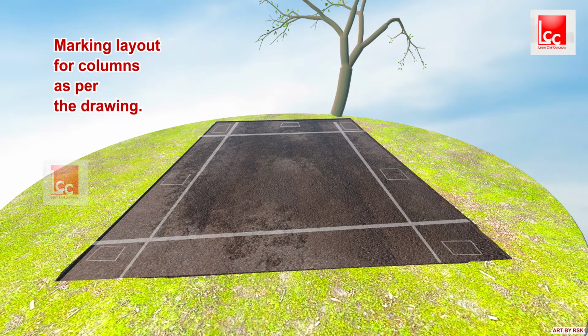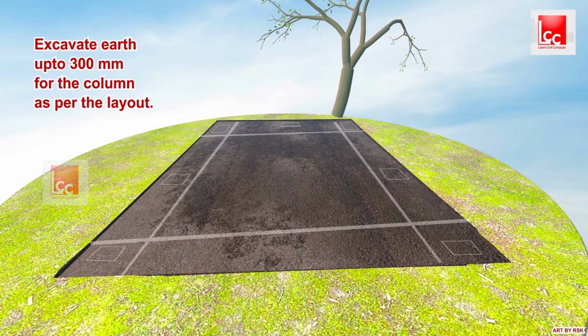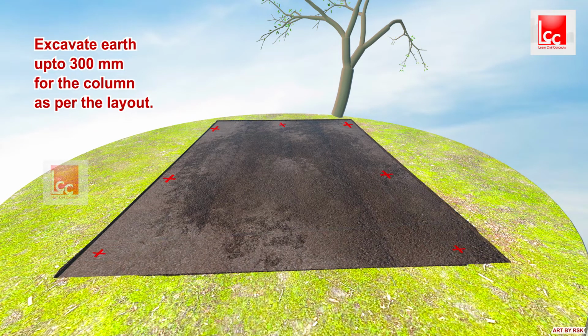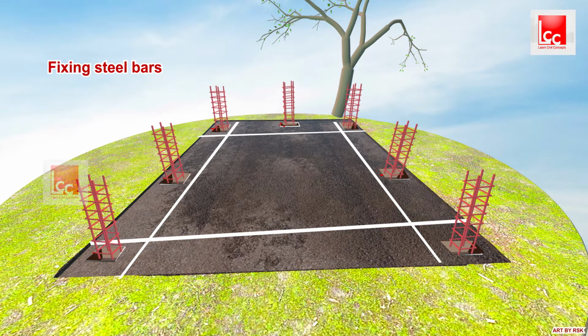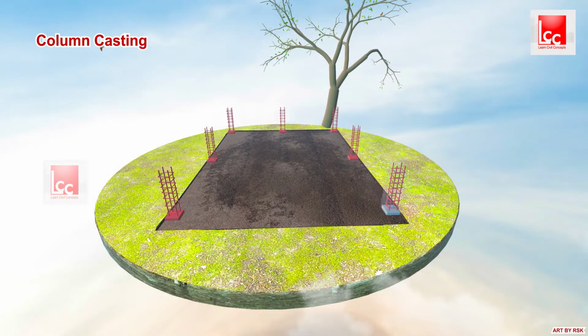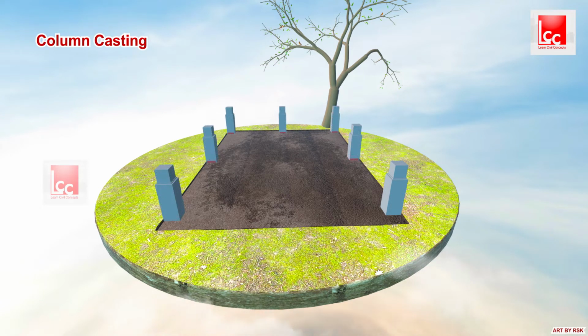Now we will mark our layout for columns as per the drawing. Here we will construct the column of height 750 mm. First we will excavate the earth up to 300 mm for the column as per the layout marking done. After this, as per the BBS, we will place steel bars for columns and will cast concrete in it. In a similar way, we will make the other columns.